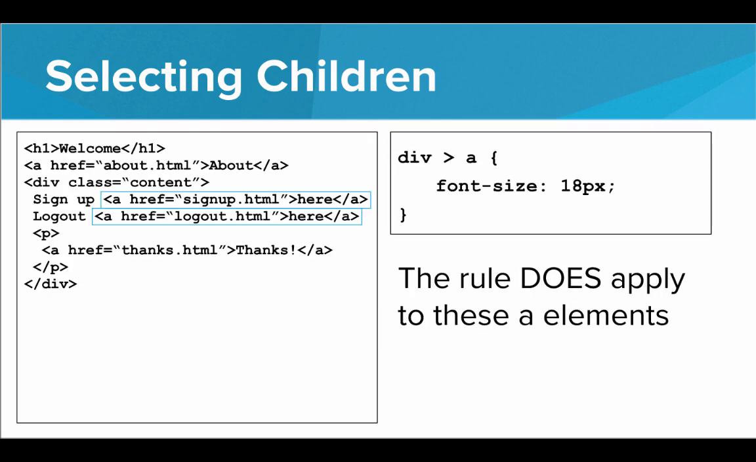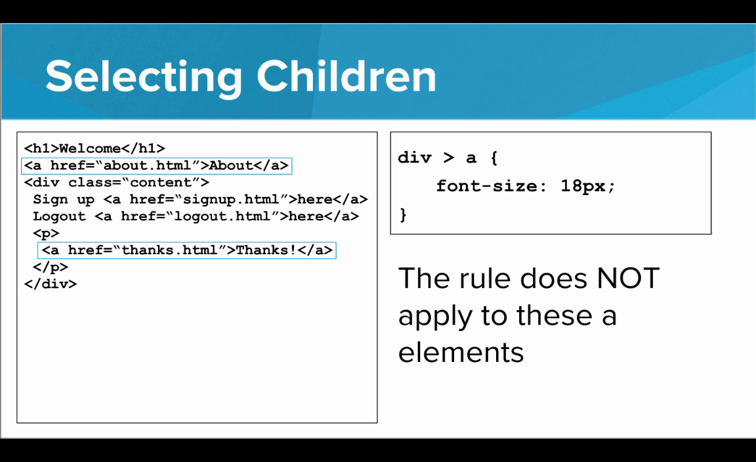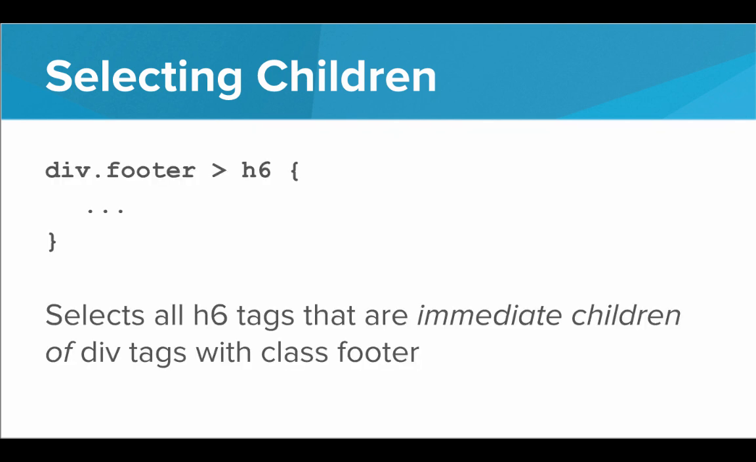So here we have several a tags on the page. One of them is just at the top level in the body. Two of them are here right inside the div class at the first level, and then one of them is inside the p tag. So this rule, div greater than symbol a, it does apply to these two a elements because they're both children of a div element. The rule does not apply to the a tag inside of a p tag because even though the a tag inside of the p tag is a descendant, it's not a direct child. Similarly, it does not apply to the top a tag because that a tag is not a child of a div. So this is the child selector.